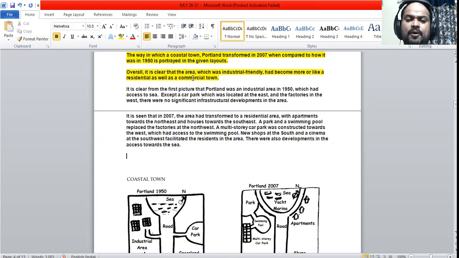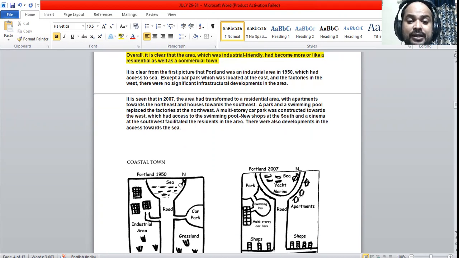Overall, you can see the overall picture there. Overall, it's clear that the area which was industrial had become more like a residential as well as a commercial town. So it was an industrial area in 1950.